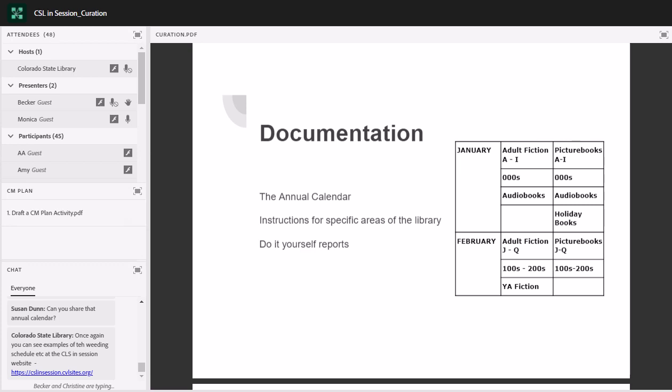And then do-it-yourself reports. Our ILS Polaris has a reporting software called Simply Reports that we use to get data, so those items that have a lot of circulations or are not circulating well, tells us if those items are used, and can also help us evaluate if they're usable. If something has circled 300 times, there's a good chance that it is no longer in good shape. And then there'll be examples of all of that on the CSL In Session site.